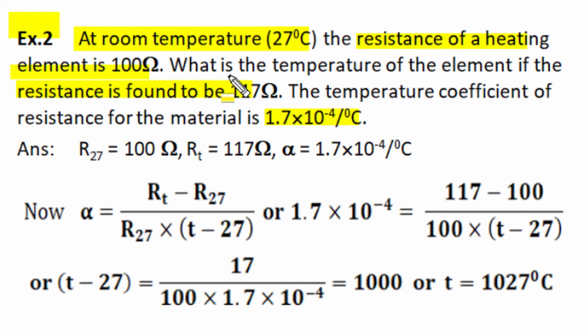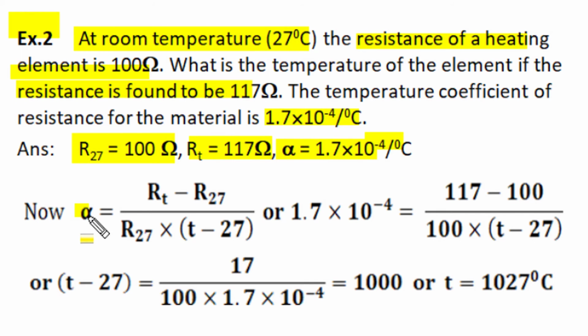In fact, heating elements are made of some alloy like nichrome having a small value of TCR, so that their cold and hot resistance won't have a significant difference. Now the given figures are cold 27 degrees Celsius resistance is 100 ohm, hot resistance is 117 ohm, and TCR is 1.7 into 10 to the power minus 4 per degree Celsius.